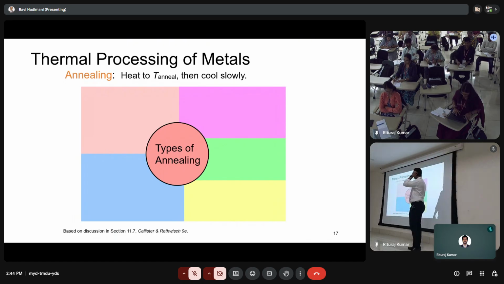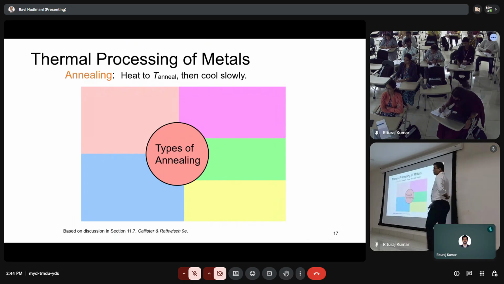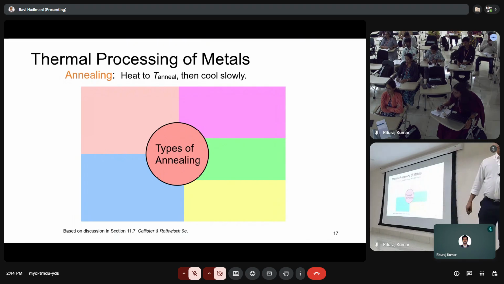Now the other processing method is thermal processing, which is annealing. So what happens when you anneal any metal? If you heat it up, but you have to heat it up to a certain temperature for annealing. Does anybody remember what that temperature is to anneal? 0.6 times the melting temperature, right? That's when you get recrystallization.